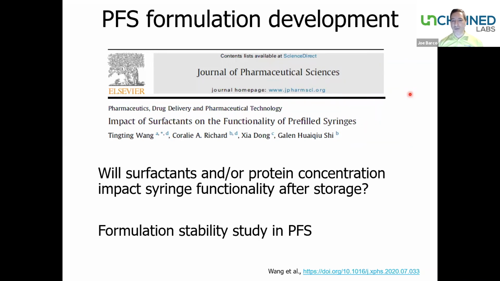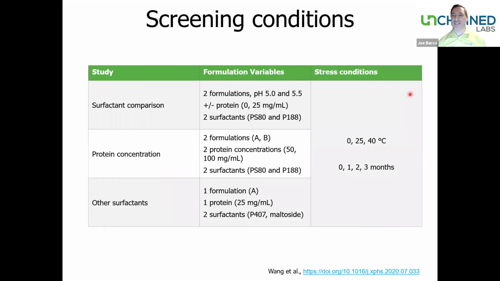There's a previous paper cited here, which I'm not talking about today, which actually looks at a larger, broader formulation study. This kind of jumps a little bit ahead and is looking at optimization of the actual surfactants that would be used within that formulation.